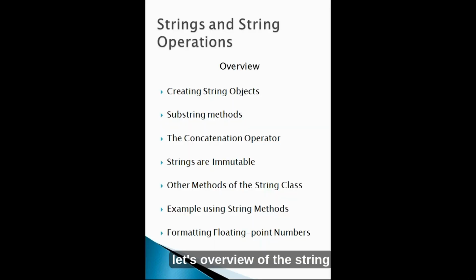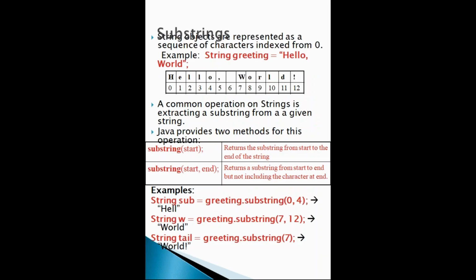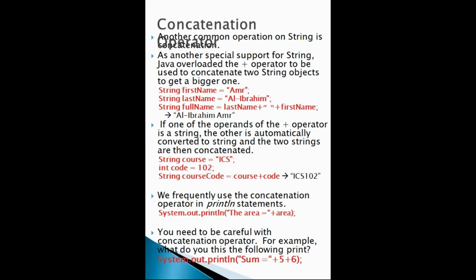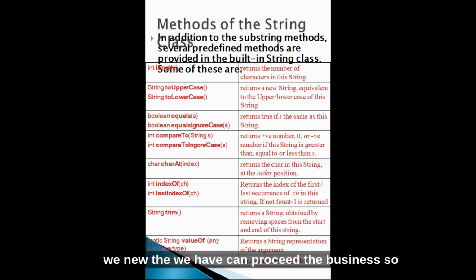So let's have an overview of the string. How to create a string: we create it with new String("hello dear"), and this is also one of the ways to create a string. Here you are creating a new object each time; there you are using only the same object. These are the string methods, so you can use them.